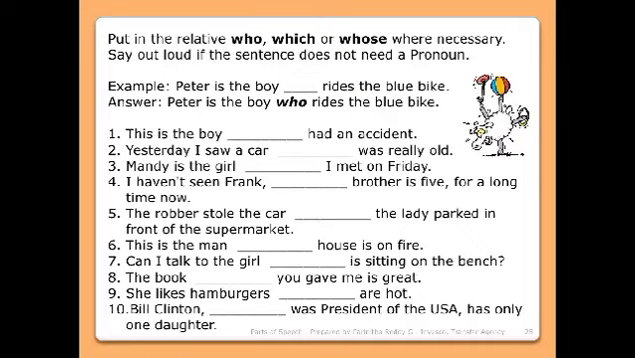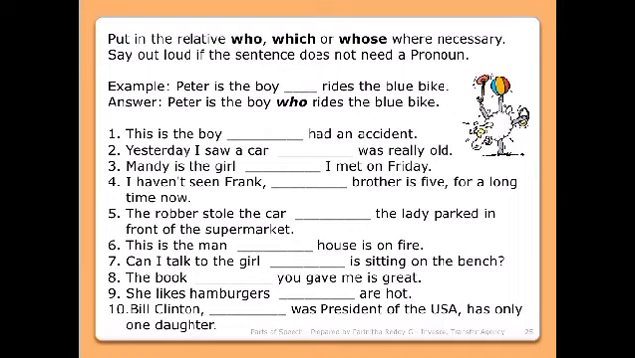For example, Peter is the boy that rides the blue bike. Peter is the boy who rides a blue bike. Now, this is the boy who had an accident. Yesterday I saw a car. Now you know that car is a non-living thing. You will use which: which was really old. Mary is a girl whom I met on Friday. You would use whom over here.